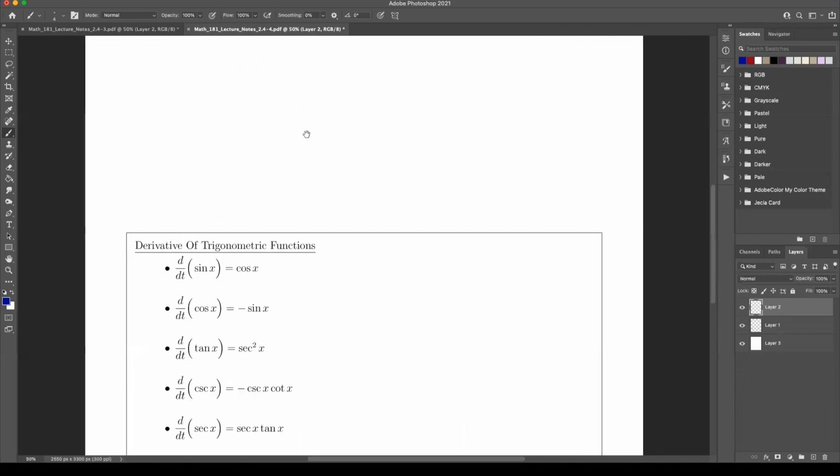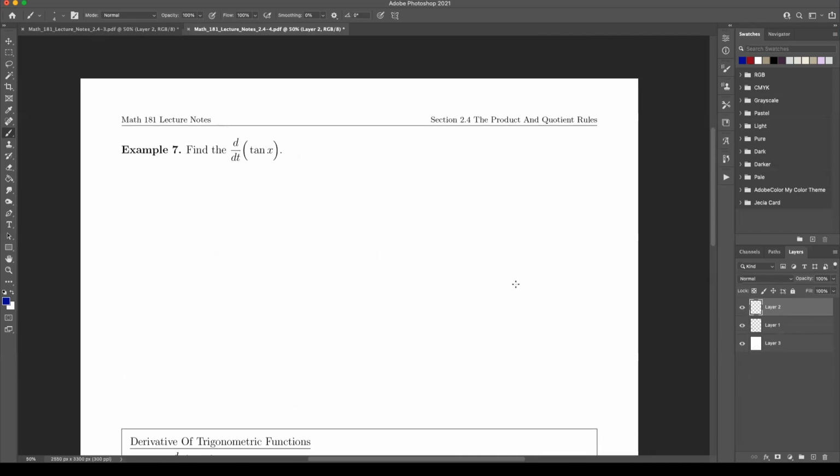So let's use this to find the derivative of tangent. Oh, this should be an x again. Sorry. The tangent of x. So here we want to find the derivative of tangent. Well, tangent is sine over cosine of x. There we go. We have sine over cosine of x.